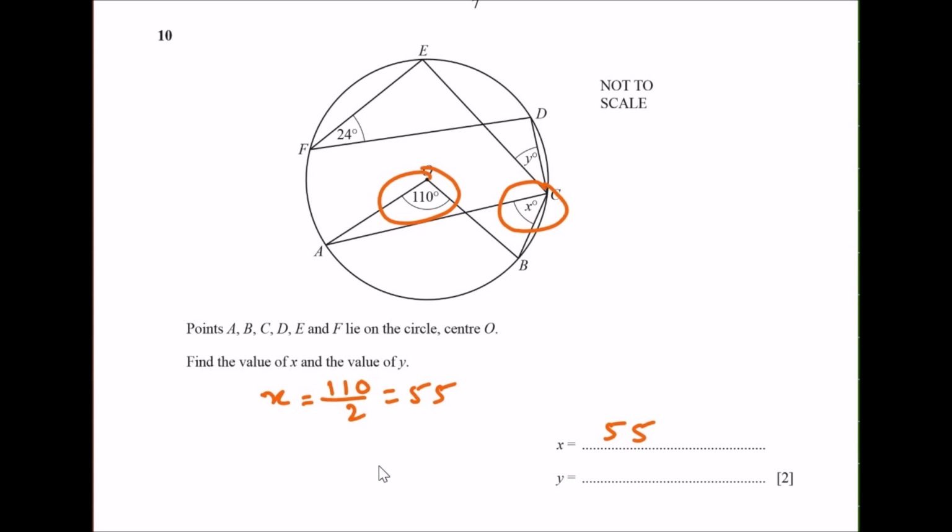Now we have to find y. As you can see here, this arc ED, on the arc ED we have these two angles y and 24. So they are angle in the same segment for arc ED, and we know that angles in the same segment are equal. So that means y equal to 24. Okay, so x equal to 55, y equal to 24.